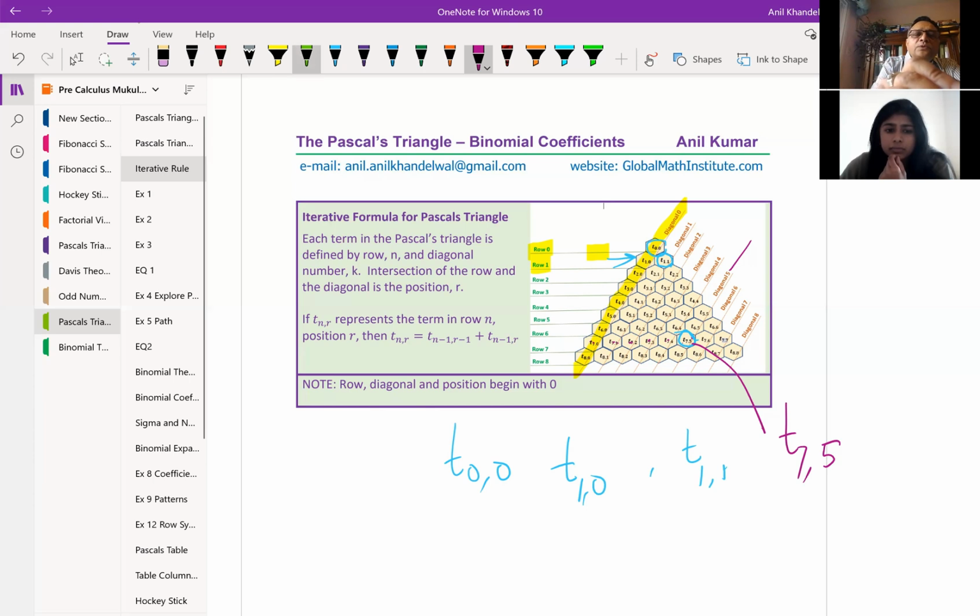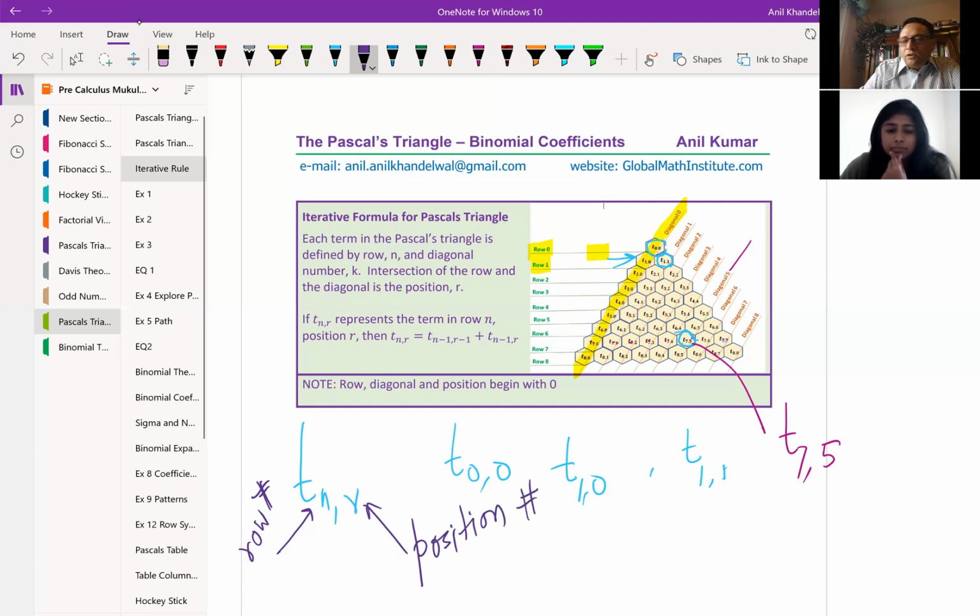So we will refer to our nomenclature. We'll say it is TNR, where N is the row number. R is not the row number; R is the position number. You can also say diagonal. But practically we are always counting the cell from left to right. We are not counting the diagonals, and therefore we just call it a position. Is that clear to you? Counting from left, so many times we may use position, but not diagonal.